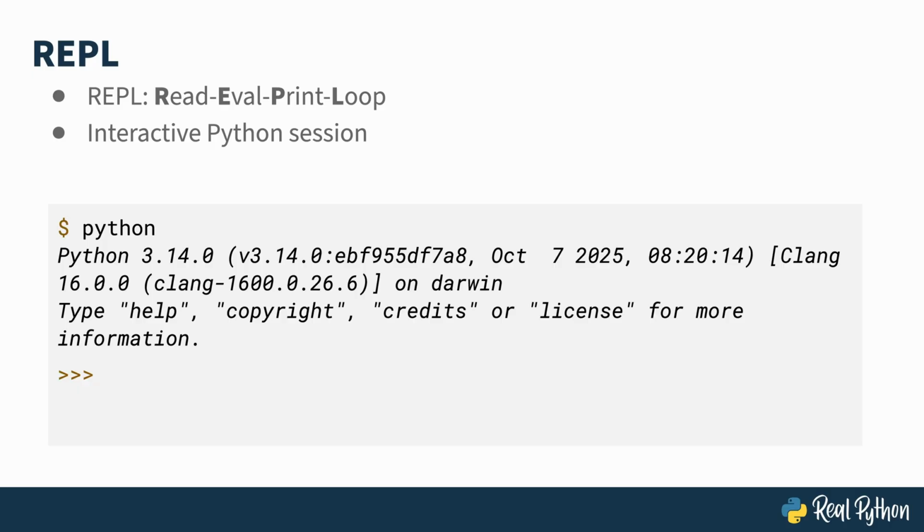Your IDE likely has a REPL built in, or you can run one by invoking Python on the command line without any arguments. Once you run it, you'll be prompted with three greater than symbols. That's where you can type some Python and see the result. For example, if you call print, you'll see the printed value.